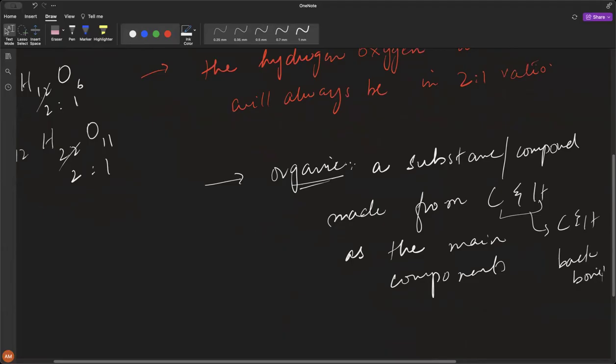Organic compounds are generally compounds that contain this backbone. Examples of organic compounds are what? Carbs, which means carbohydrates, lipids, proteins. Like C6H12O6, the main component of the carbohydrate glucose is actually what? Carbon and hydrogen.